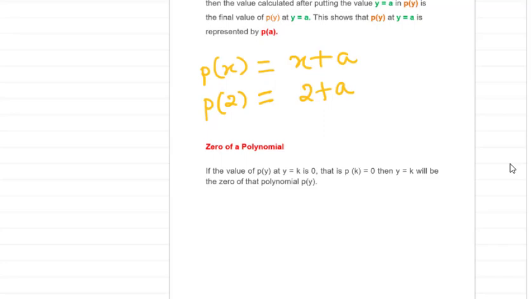Then there is a zero of a polynomial. Let's say we put x equals k, and that gives you 0. Then we say that k is a zero of that polynomial.